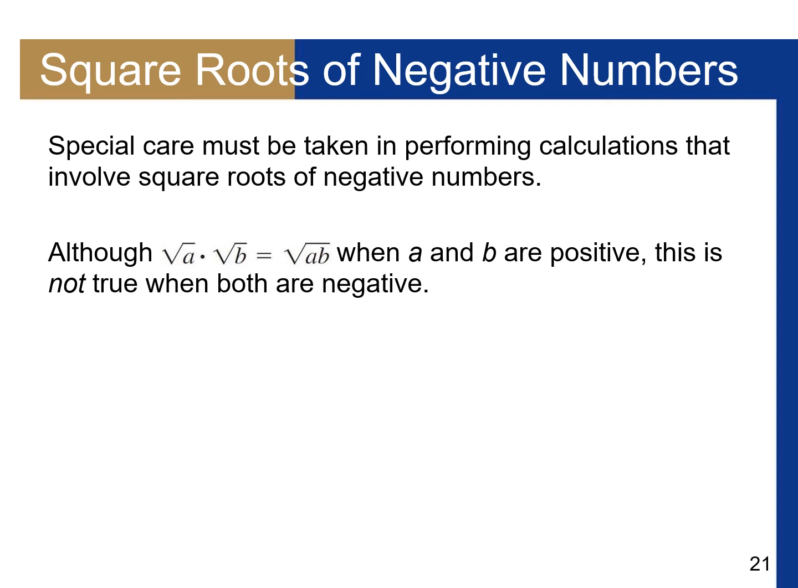Now, when you are multiplying, you have to be careful because although you have the square root of a times the square root of b being the square root of a times b, when it's negative, you have to make sure you take your i's out first. Okay? So always take the i's out first.